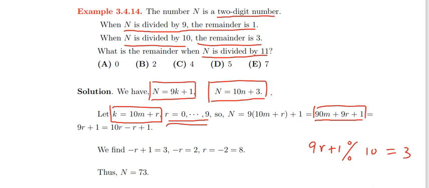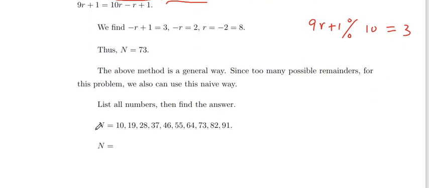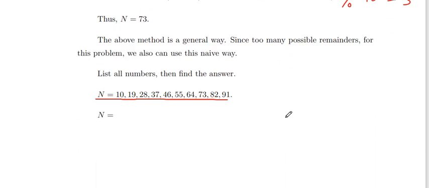So for this problem, the other way is, because this is only a 2-digit number, we can list all those numbers. Based on this, n divided by 9, remainder is 1. So we can list those numbers: 10, then plus 9, plus 9, plus 9, right? So we have this. And n divided by 10, remainder is 3. So 13, then plus 10, right?